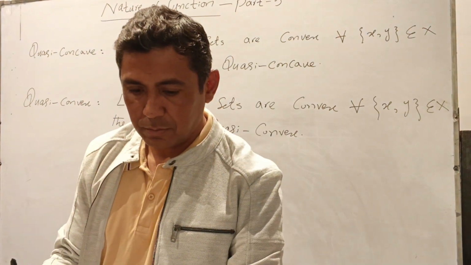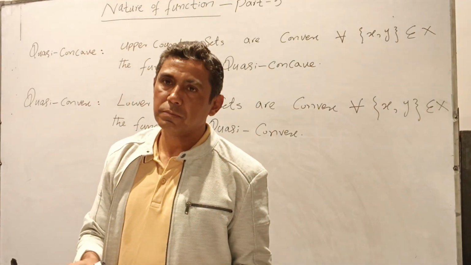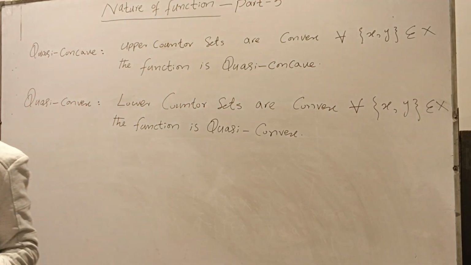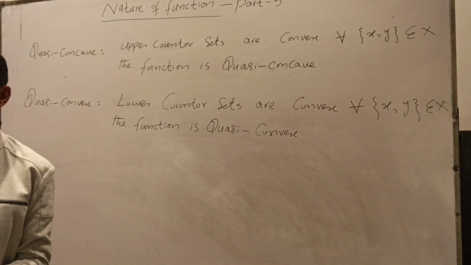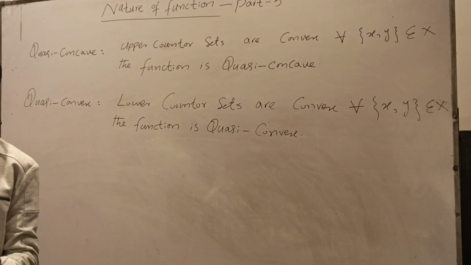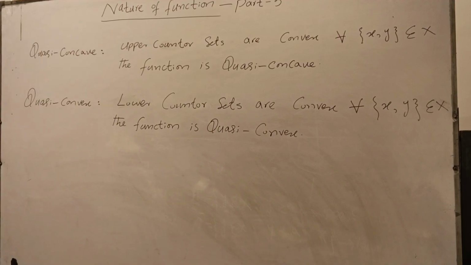Sir, what you mean is that it is not necessary for every quasi-concave function to be concave. It can be convex, concave, or linear, yes. We will prove this. Exactly.